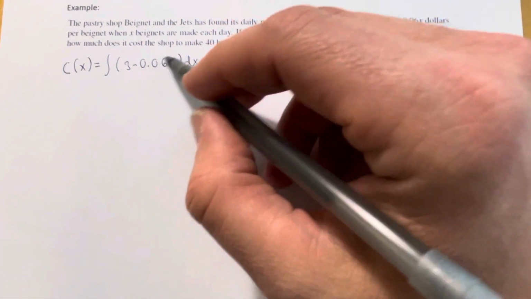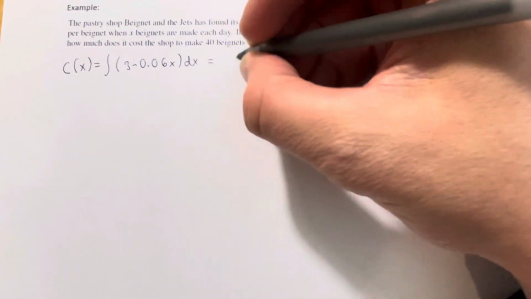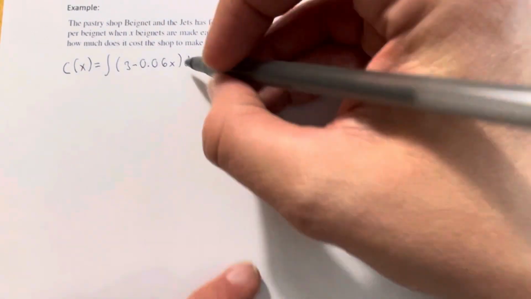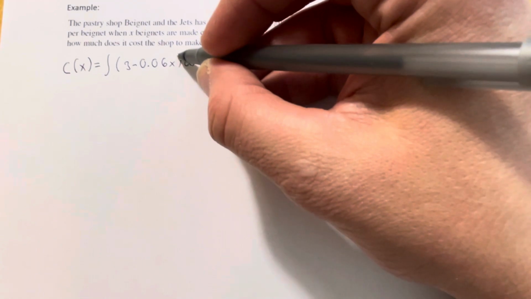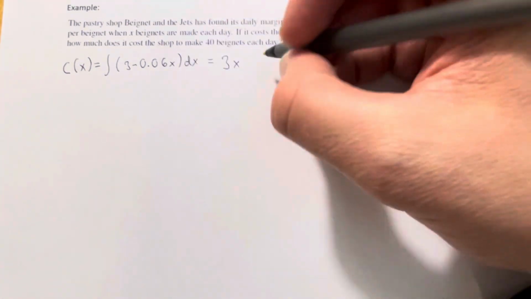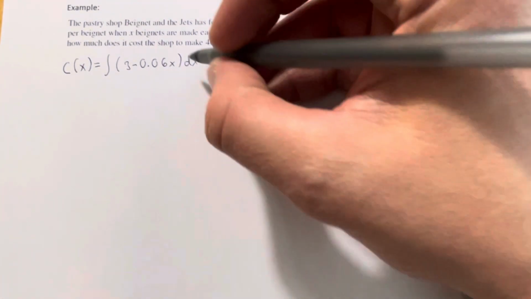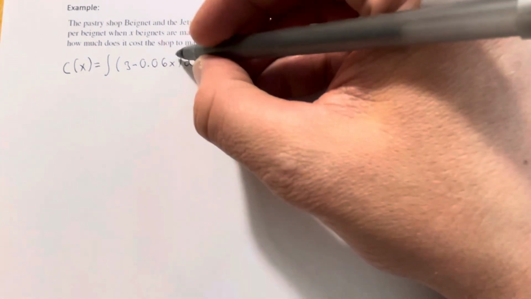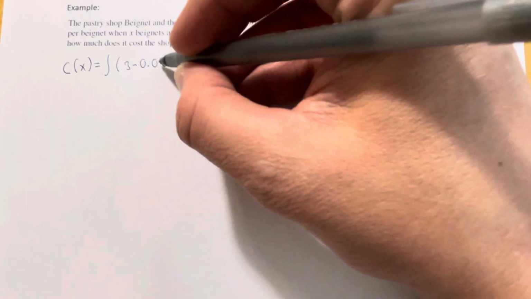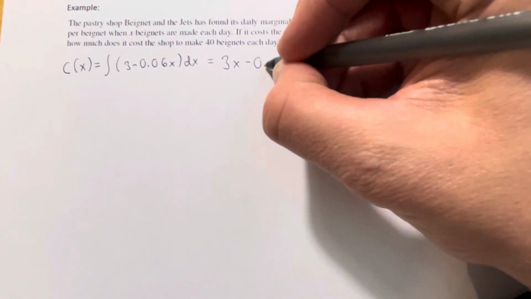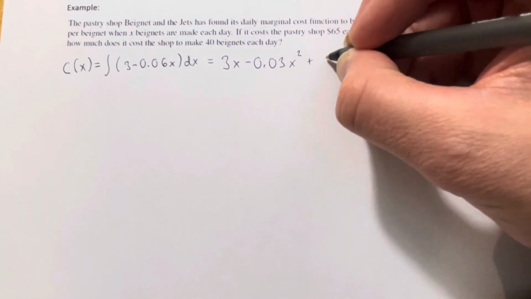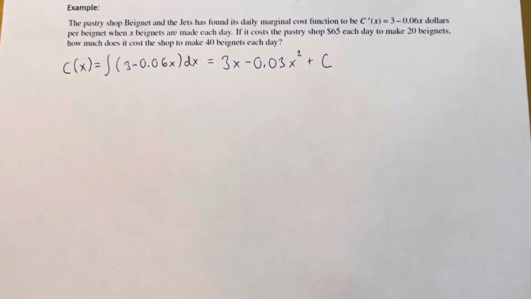So this is a really simple function to find an antiderivative for. That constant will just become 3x. And then here, that's a power function. I think of that as a first power right there. So I add 1 to the exponent, and then I multiply the number out here by the reciprocal of that. So I'm going to have an x squared. I want to multiply this by 1/2. That gives me negative 0.03x squared. And then we can't forget about this plus C right here.